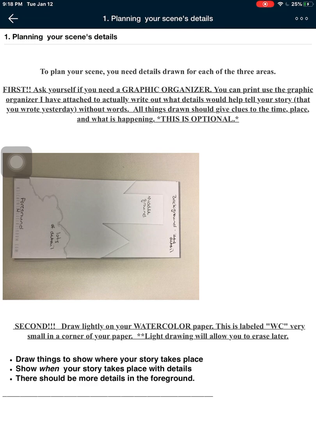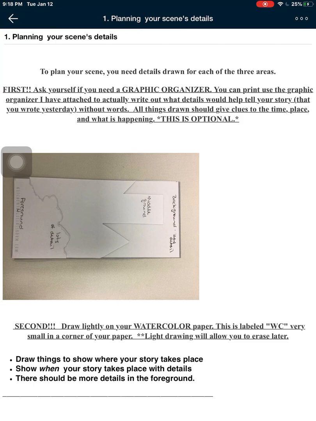Okay, you're going to make sure you find your watercolor paper. This is the one labeled WC, very small in the corner. And I want you to draw super duper light. Draw your scene extremely light. That way, if you make a mistake, you can erase it. We want to fill the paper with the scene. So think about what's closest to your viewer in the story. Where are you at? That's going to be towards the bottom of the paper in the foreground.